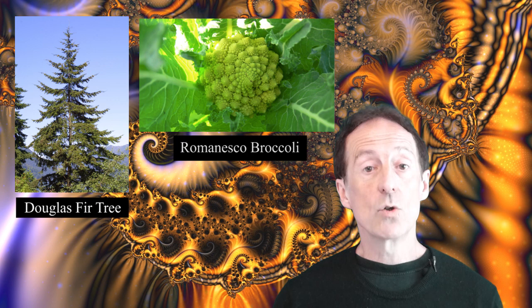This is true of many organic structures, including some within our own bodies, such as the veins, arteries, and capillaries of our circulatory system, and the branching structure of our respiratory system from our trachea to our lungs. Self-similar objects such as these are known as fractals.